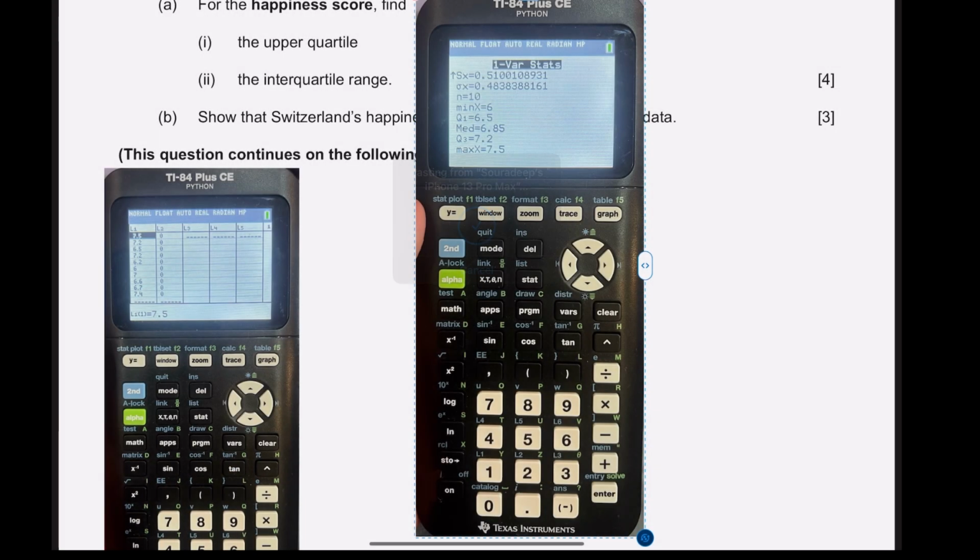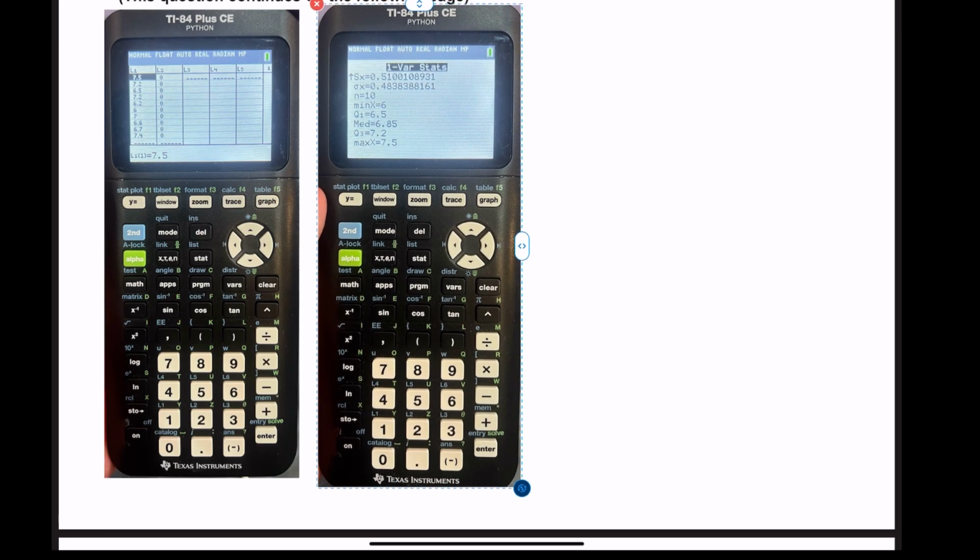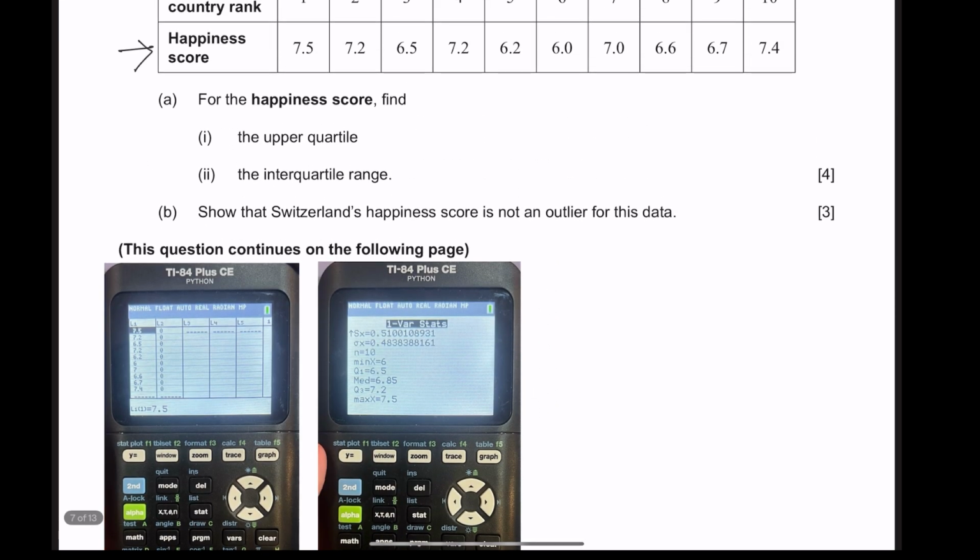Now if you scroll down a little bit, you'll get the values of Q1, Q3 and everything required for this question. Let me show you how it looks like. So here's how your screen should look like. And from here, the upper quartile is Q3. Q3 is 7.2, right? And then IQR, interquartile range, is Q3 minus Q1. So 7.2 minus 6.5, this is equal to 0.7. So we found the upper quartile and we found the IQR.